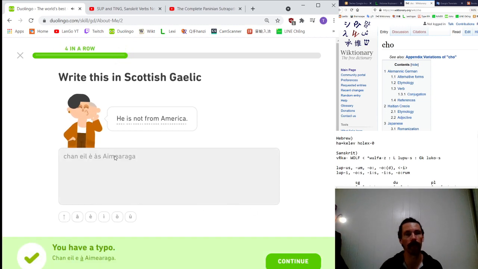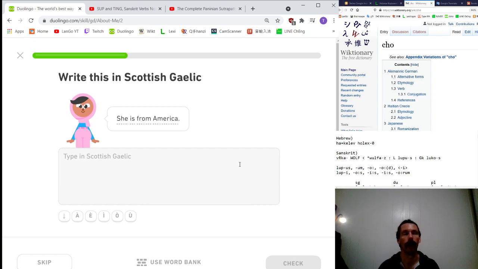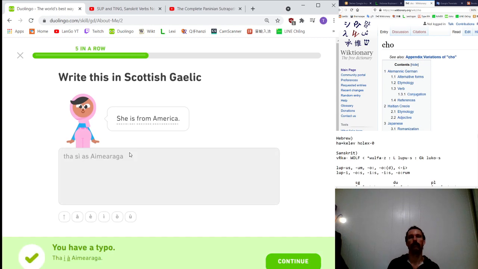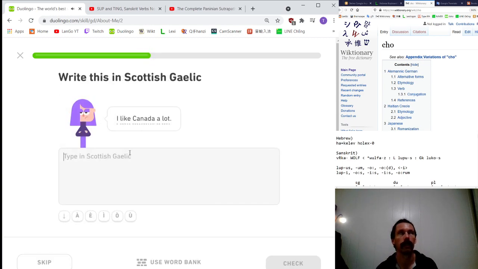They must have done coda simplification. Well, here we have it preserved when a vowel follows. It would have fused with it. Right? She is from. Ha, she, as. I, me, right? I, mea, raga. I like Canada a lot. That's going to be gumur. Istolum, Canada, gumur.